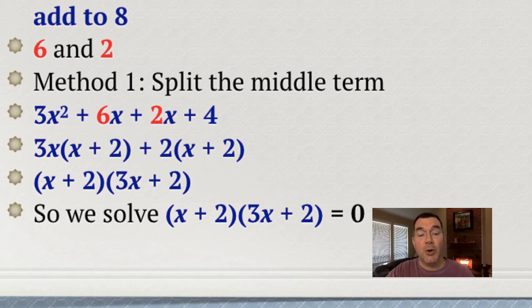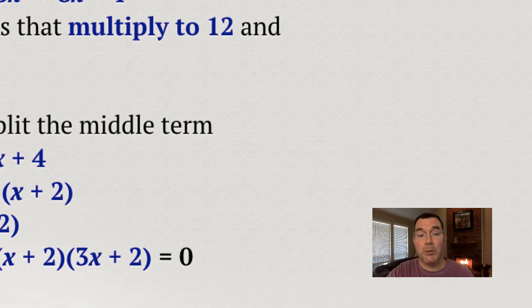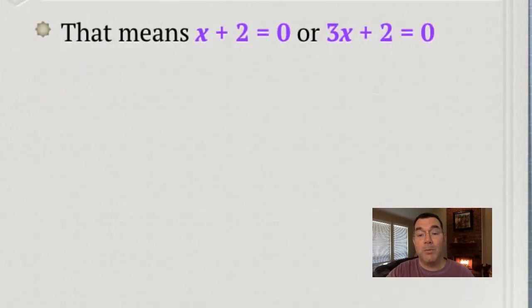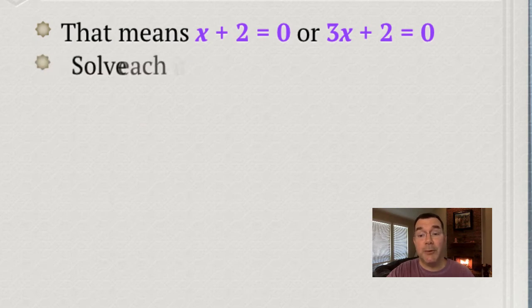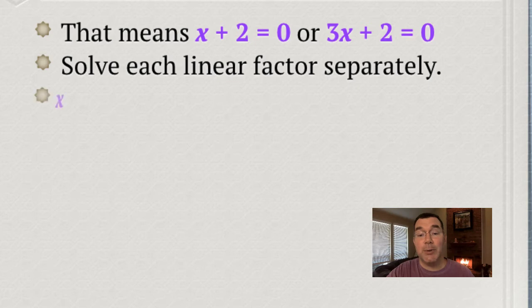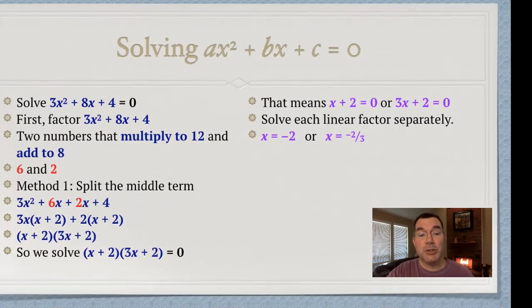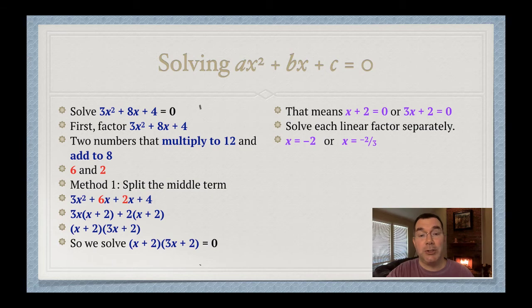All right. So now if I'm solving 3x squared plus 8x plus 4 equals 0, I'm basically solving (x plus 2) times (3x plus 2) equals 0, which means either the first thing, x plus 2 equals 0, or the second thing, 3x plus 2 equals 0. And if I solve those separately, then I get x equals -2 or x equals -2/3. All right, so those would be the two solutions to that quadratic equation.